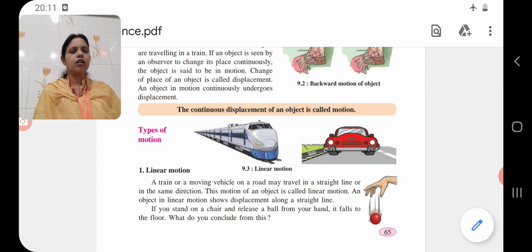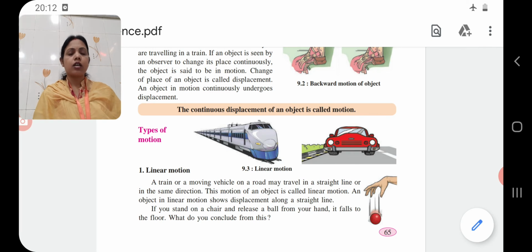So children, first point: if the object is displaced in a straight line, then it is called linear motion of the object. Example, a vehicle on the road travels in a straight line. Correct? Whatever vehicles we all observe on the road, they are all moving in a straight line. That is called linear motion.